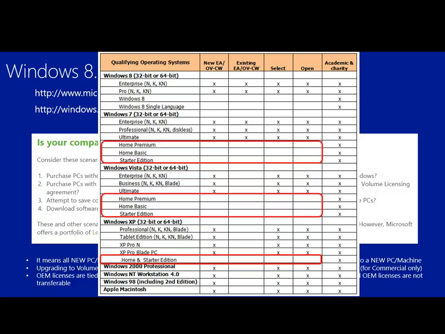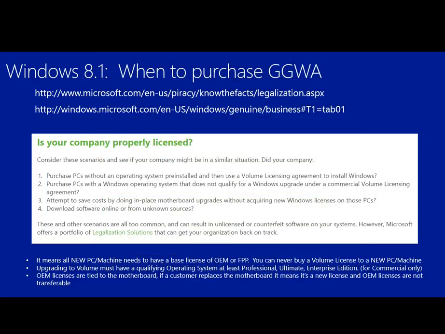This is also the same with Windows 10. Attempt to save costs by doing in-place motherboard upgrades without acquiring a new Windows license on those PCs. So remember with OEM, the product key is in the BIOS. And the BIOS is in the motherboard.